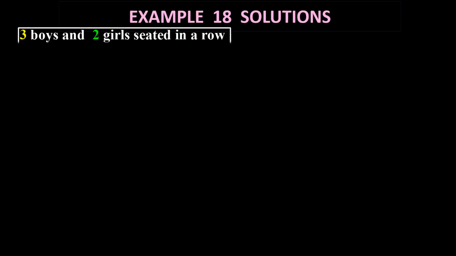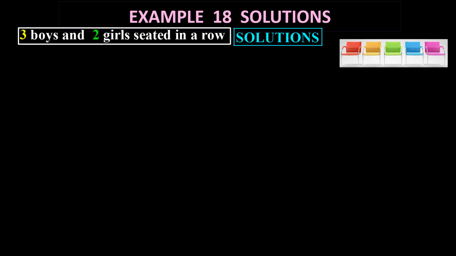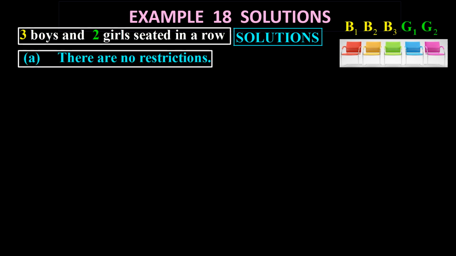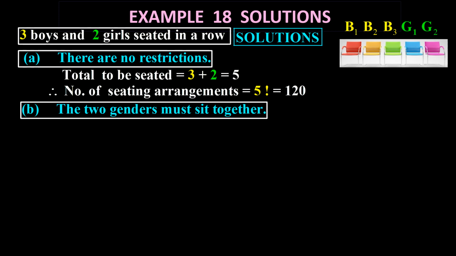Let's consider the first one. You can also pause, try to do the solution on your own, and then continue. So 3 boys and 2 girls have to be seated in a row. Let's call them boy 1, boy 2, boy 3, and girl 1 and girl 2. For the first one, there are no restrictions on how they sit. So we need a total of 5 people seated. How can we arrange 5 different things, all of them? That's 5 factorial.